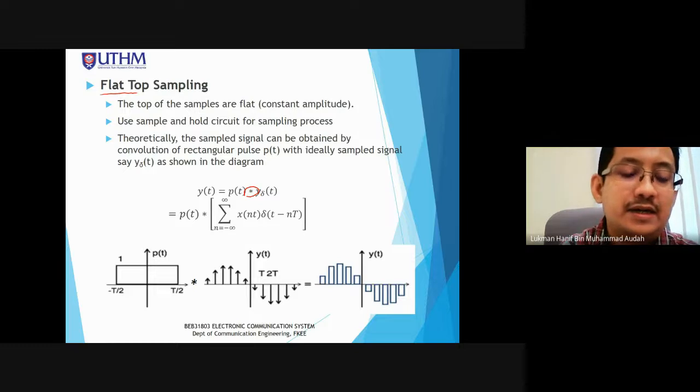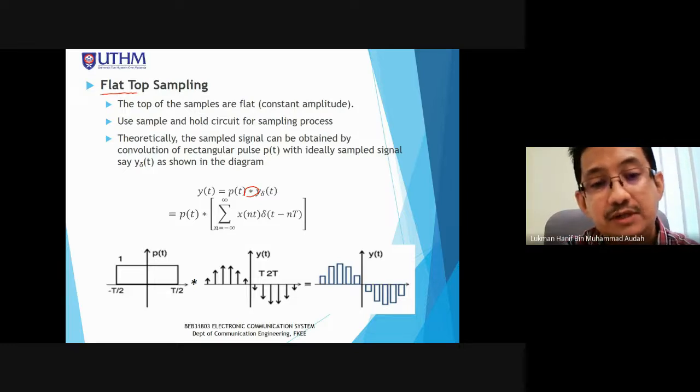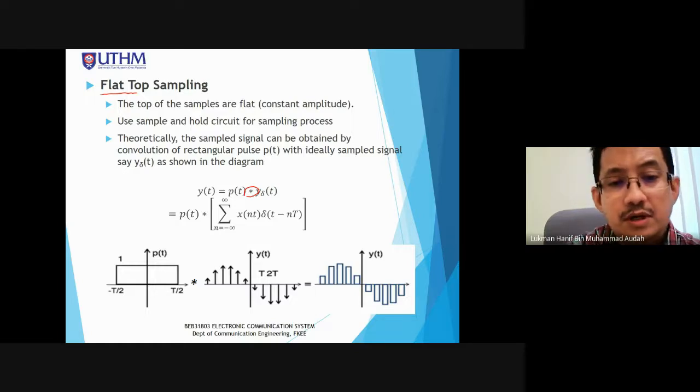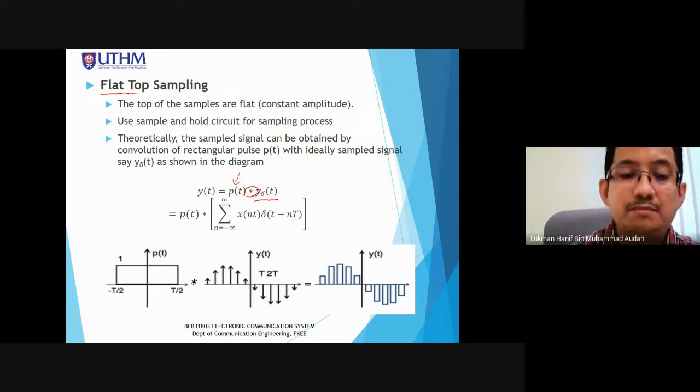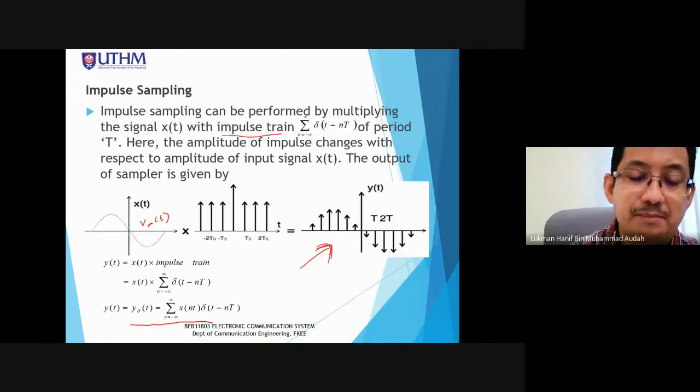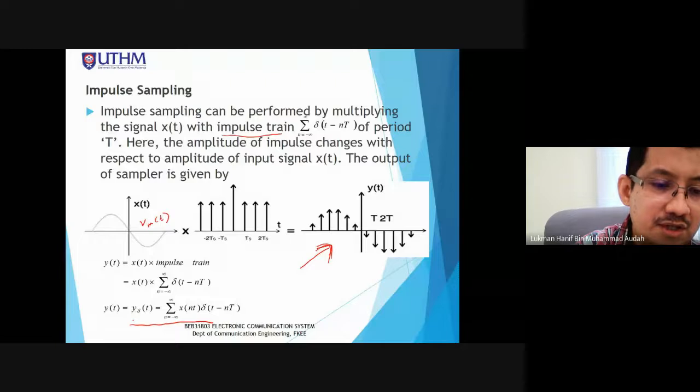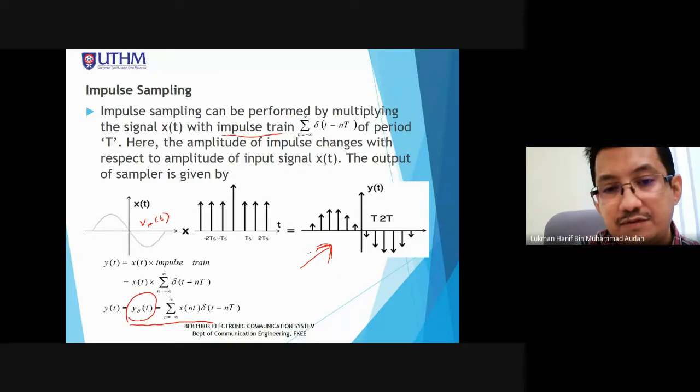Ini ada dipelajari dalam subjek signal and system. Saya tak perlu huraikan lebih lanjut. So dalam kes ini dia akan melakukan convolution antara rectangular pulse dengan y delta t. So this is the impulse sampling. y delta t is produced from the impulse sampling from here. You see that this is y delta t, this one.